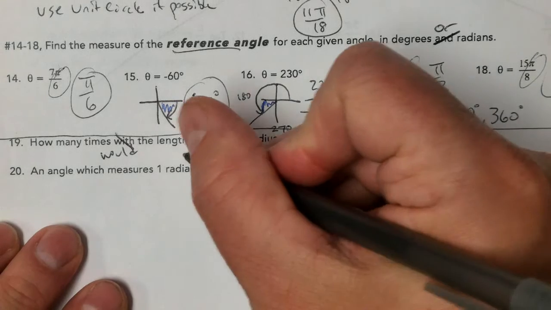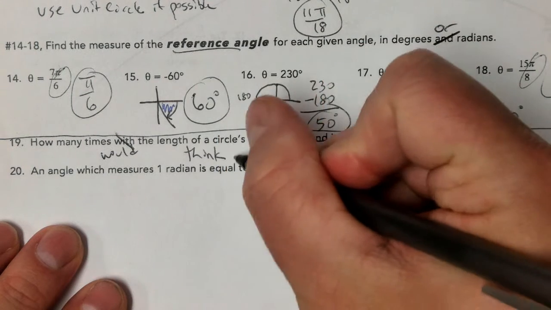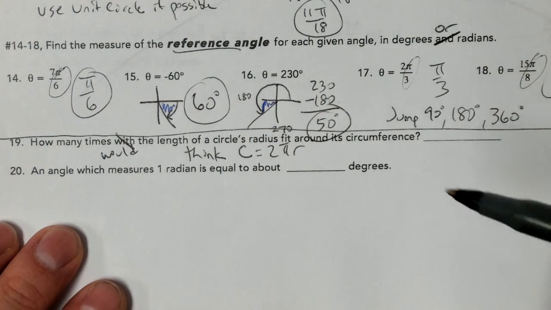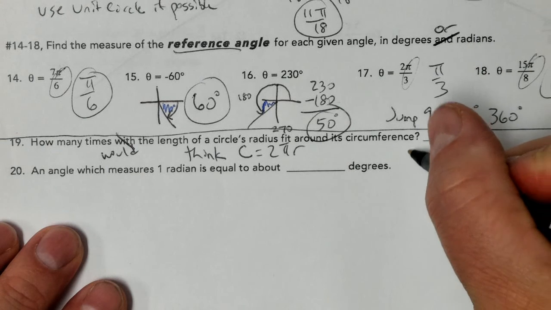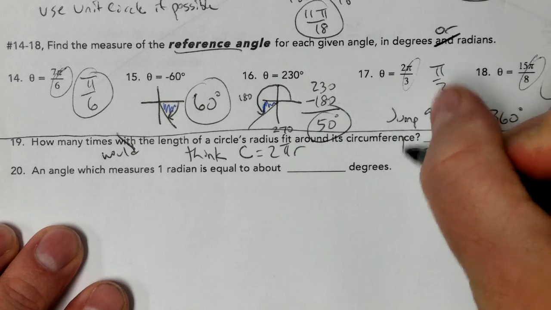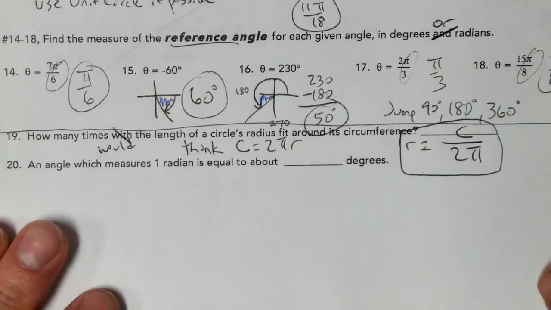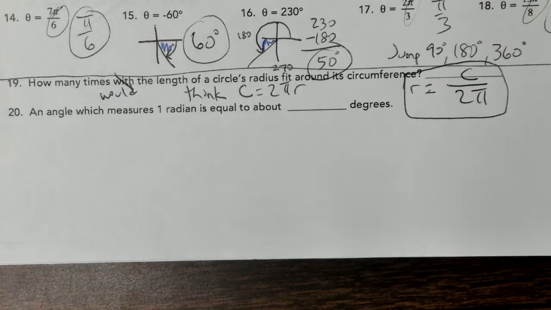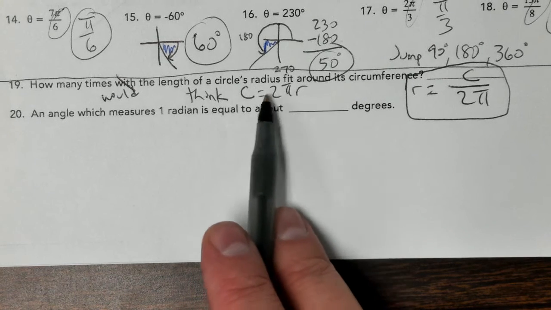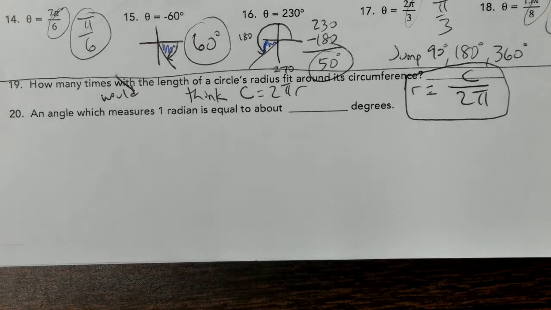And so what I want you to think about on this problem is circumference equals 2 pi r. And so your answer is going to be c over 2 pi. It's just a formula answer. C divided by 2 pi. Since it's c equals 2 pi r, we're solving for r, so it's c divided by 2 pi.